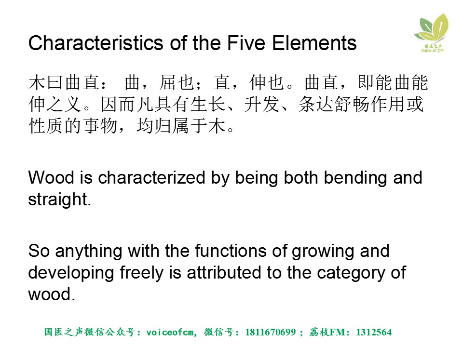I will introduce the characteristics of the five elements one by one. So firstly, let's talk about the wood. 木曰曲直，那这里的曲呢是表示曲的意思，直表示深，那曲直它的意思就是能曲能伸，所以但凡具有伸长、伸发、调达舒畅作用或者性质的事物呢，它都属木。When translated into English, we say like this. Wood is characterized by being both bending and straight. So anything with functions of growing and developing freely is attributed to the category of wood.